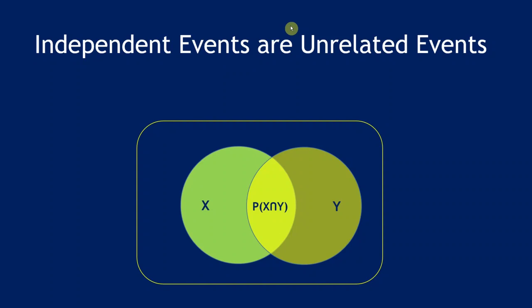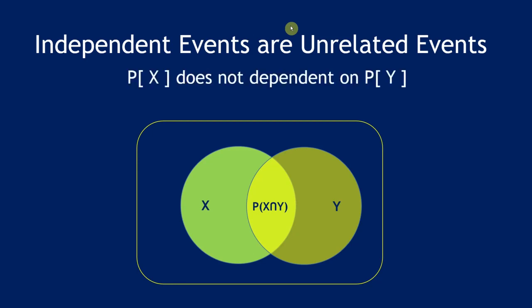Independent events are unrelated events. So X and Y are unrelated to each other. The probability of X does not depend on the probability of Y. So whether Y happens or not has nothing to do with it. It will not affect whether X will happen or not. The probability of Y does not affect the probability of X at all. So that's what it means when events are independent. They can still have overlap, so you can see they're not mutually exclusive. They can have overlap. However, their probabilities do not affect each other.